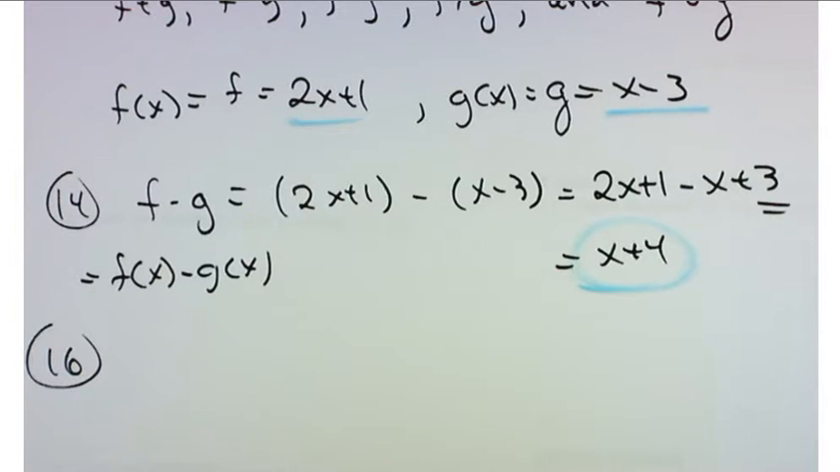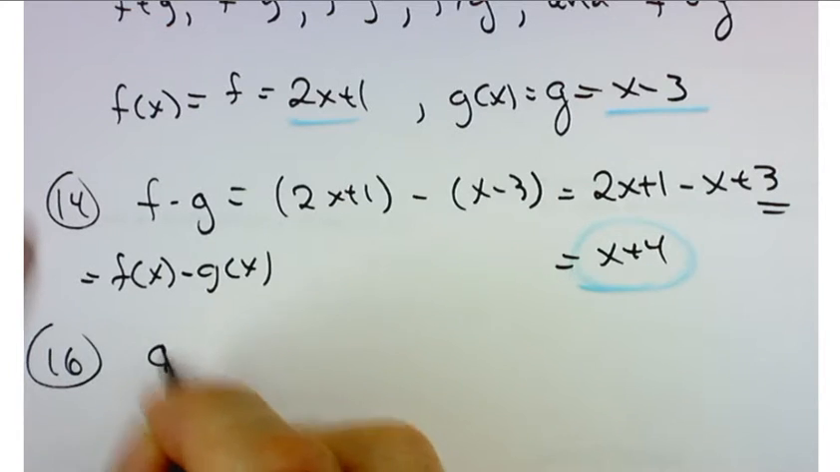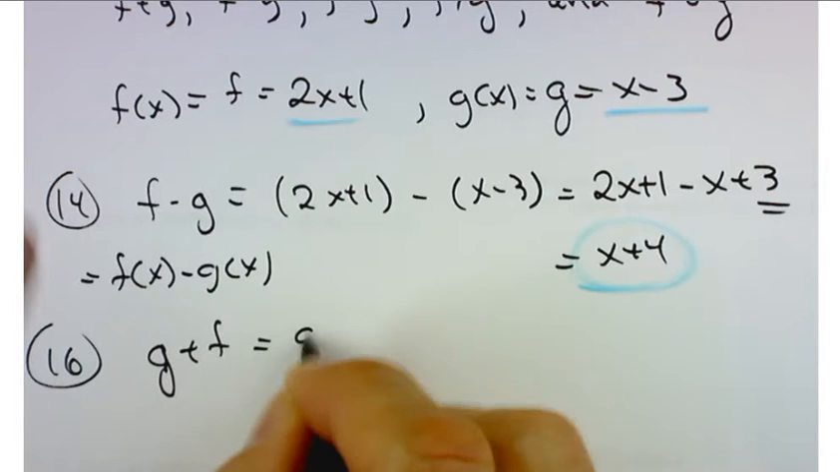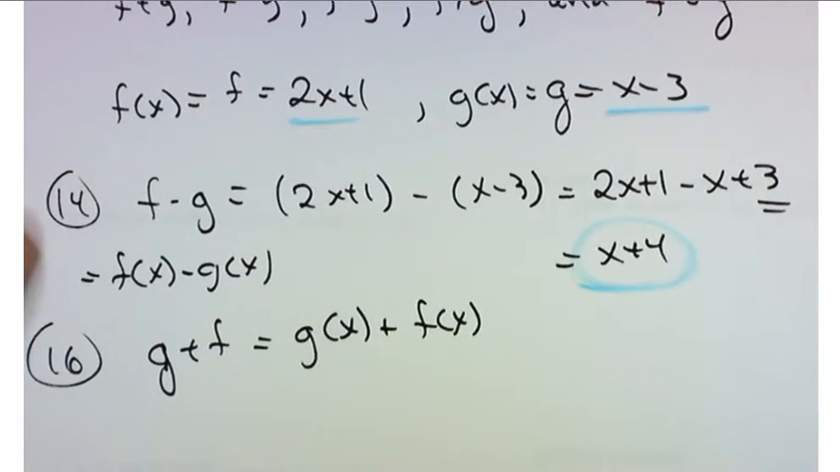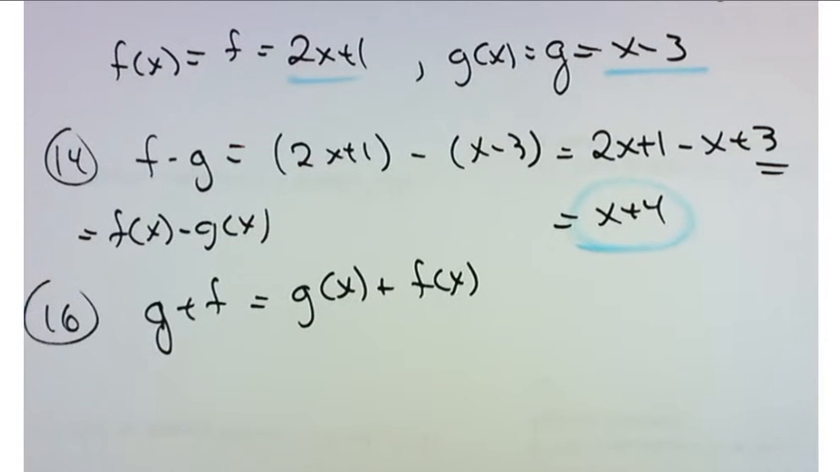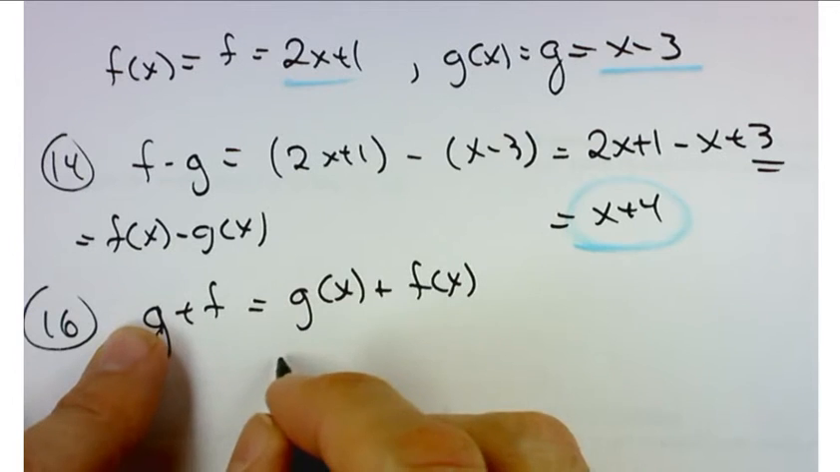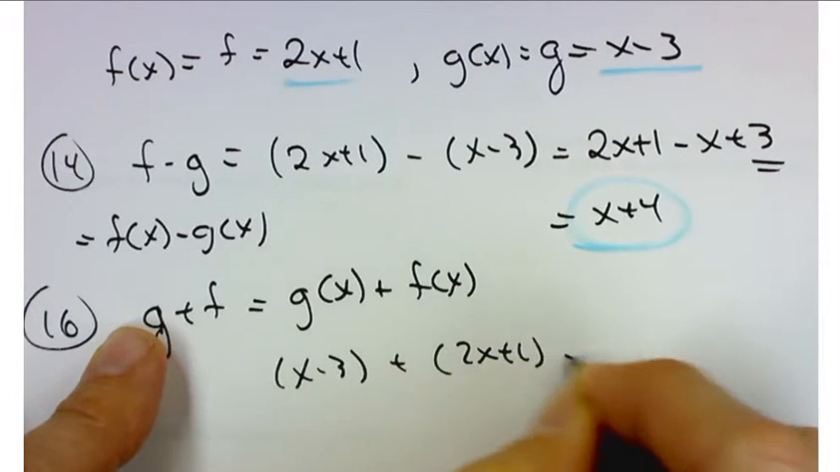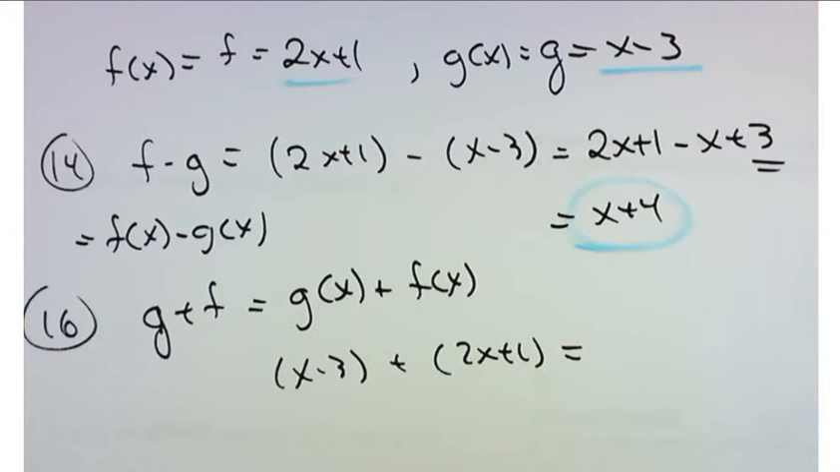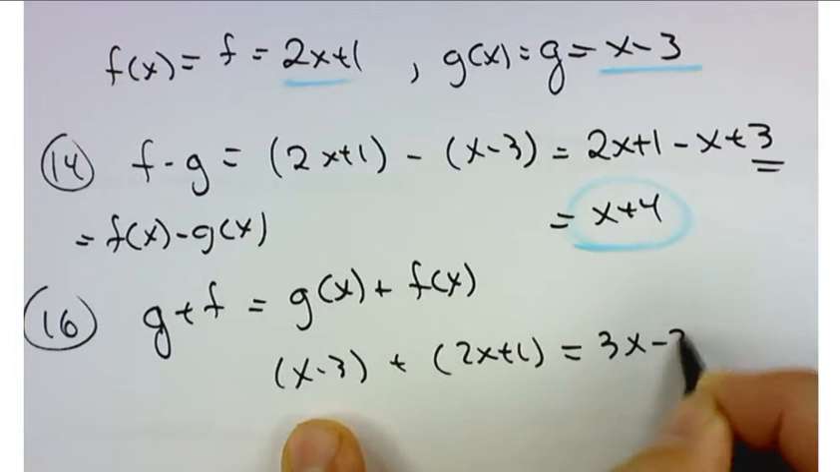Problem 16 asks you to find g plus f, which is essentially g of x plus f of x. All right, so g of x is x minus 3 plus 2x plus 1. And it's just a matter of adding like terms. So we'll get 3x minus 2.